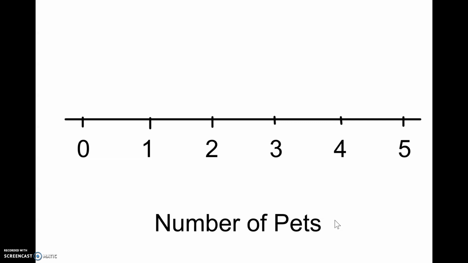And let's say we surveyed our class and we were figuring out how many pets people had. So you go around the room and ask people how many pets they have. And let's say the first person says, well, I don't have any pets. So you put an X there. I'm going to change my colors here.